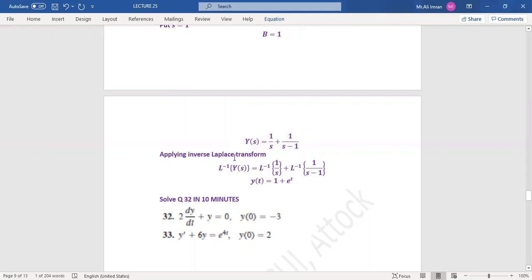Applying the inverse Laplace transform on both sides, we will have the inverse Laplace transform of 1 by s is equal to 1, and the inverse Laplace transform of 1 divided by s minus 1 is equal to e power t.